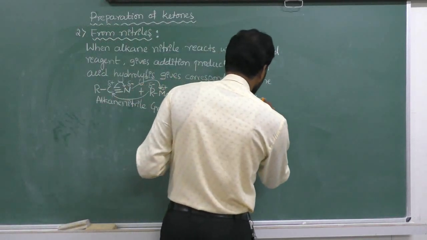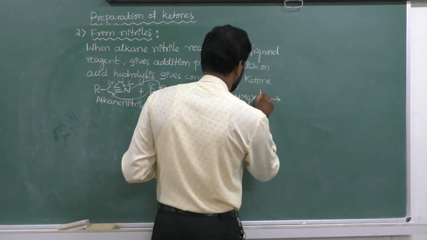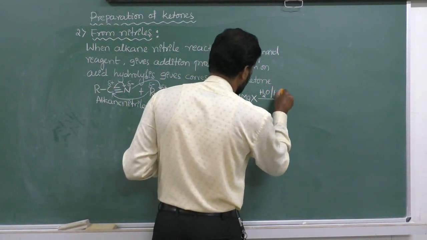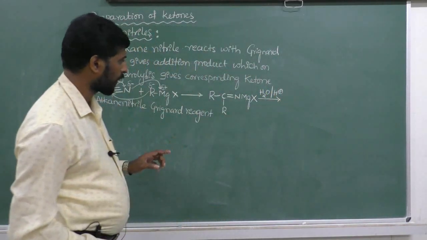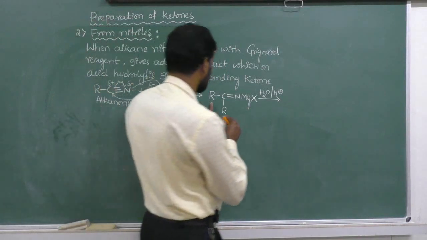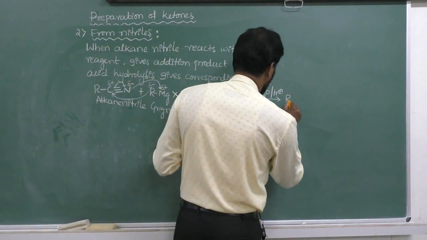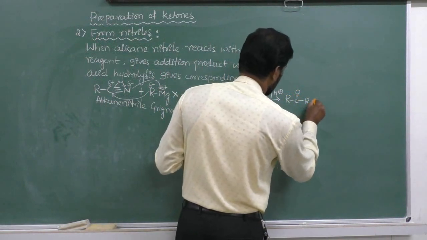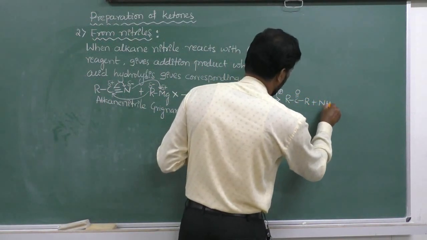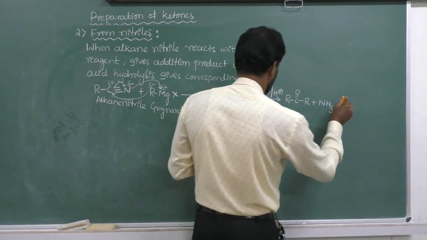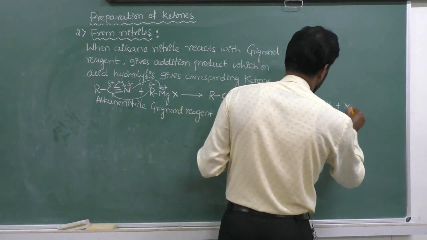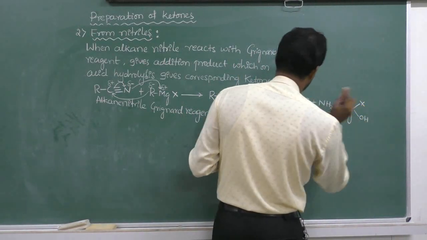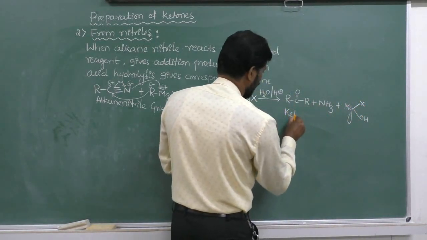Then which on acid hydrolysis, that is hydrolysis taking place in the presence of acid. Okay, which on acid hydrolysis leads to the formation of RCOR plus ammonia plus MgXOH. So this is nothing but the ketone.